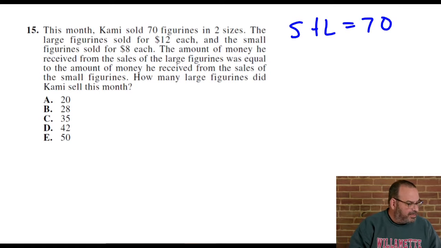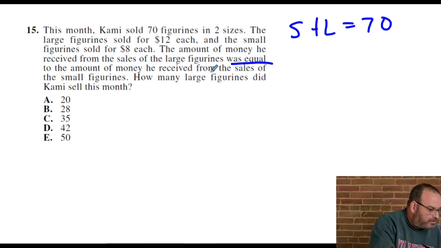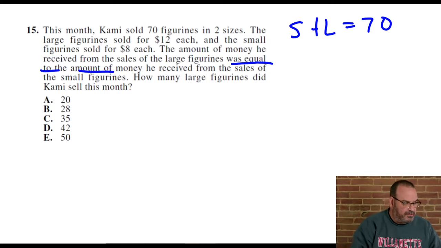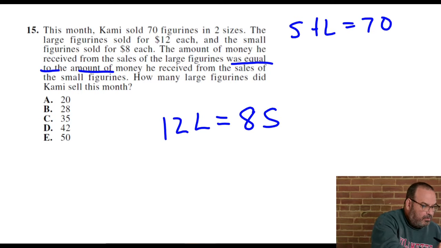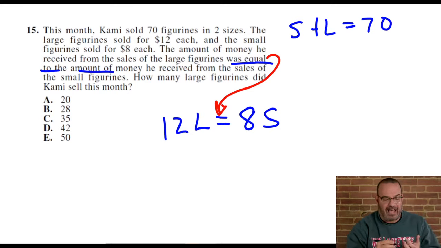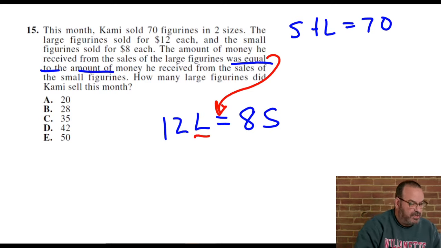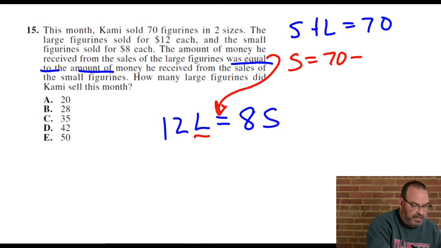The amount of money he received from the sale of large figurines was equal to the amount of money he received from the sale of smalls. So $12 times a large is going to equal $8 times a small. Where do we put the equal sign? Was equal to. This is the value equation. How many large figurines? We're going to solve for large by substituting smalls. So small equals 70 minus large.